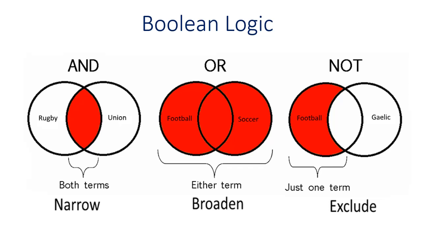If you have a load of different terms for the same concept, you can use the OR operator, football OR soccer. And as long as one of those terms is in an article, you'll see it in your results. So it's a great way of being really broad when searching.